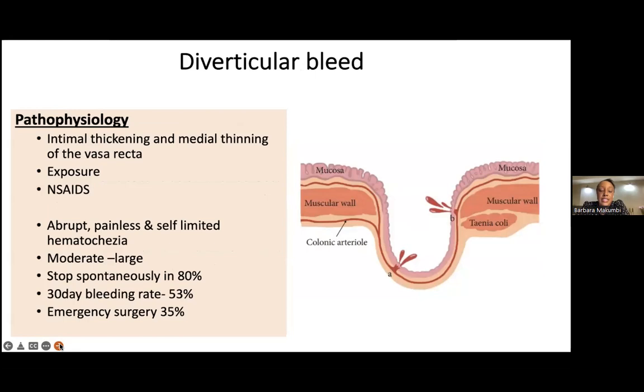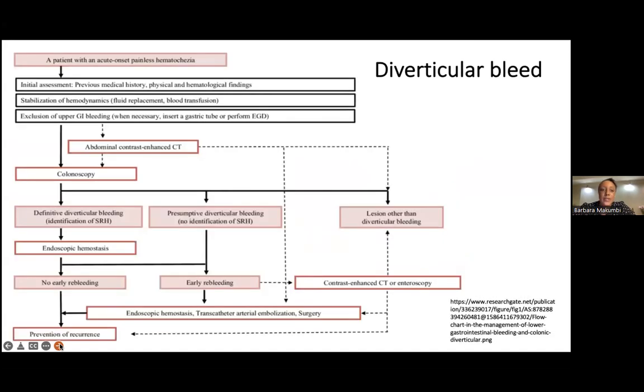To highlight diverticular bleed, the pathogenesis of the actual bleeds: you have intimal thickening and medial thinning of the vasa recta, and then your vessels are exposed. I think next week this is the talk, so I'm not going to go into too much detail. Patients that are at high risk are patients that take NSAIDs. The patients are older, and you have abrupt, painless, and self-limited hematochezia. Most, 80%, stop spontaneously, and the rebleeding rate is 53% post-diverticular bleed. And on this data, I think from our textbook, it said emergency surgery in 35% of these patients.